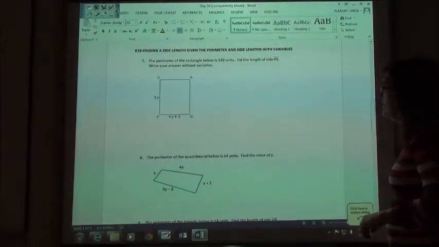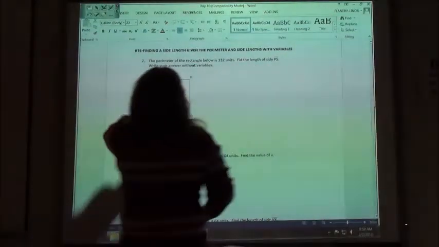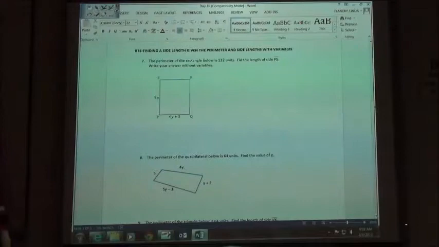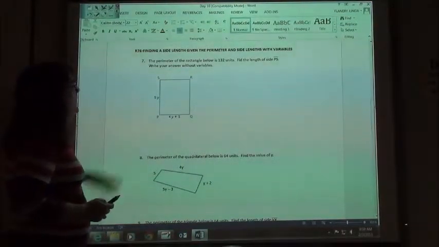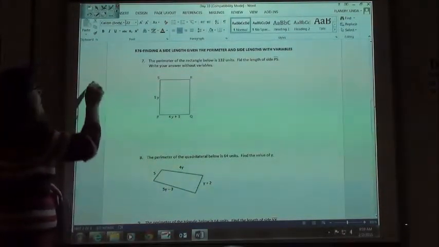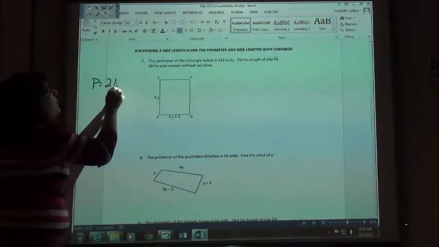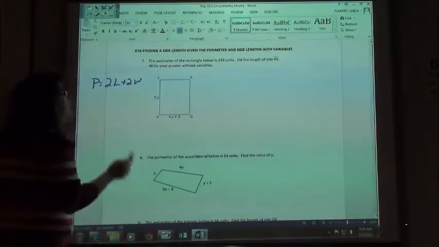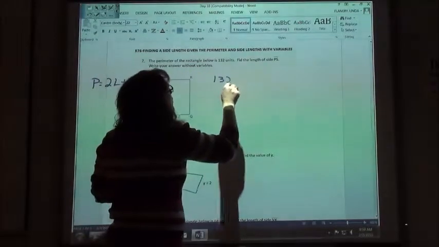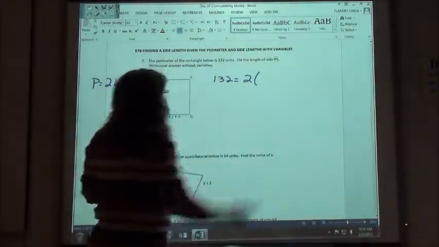Number 7, still talking about perimeter, and we know that we have some special formulas for perimeter, and sometimes we just have to add up all the sides for perimeter. So it says the perimeter of my rectangle below is 132 units. I happen to have a rectangle, so I know that the perimeter is 2 lengths plus 2 widths. So 132 is going to equal 2 times my length.